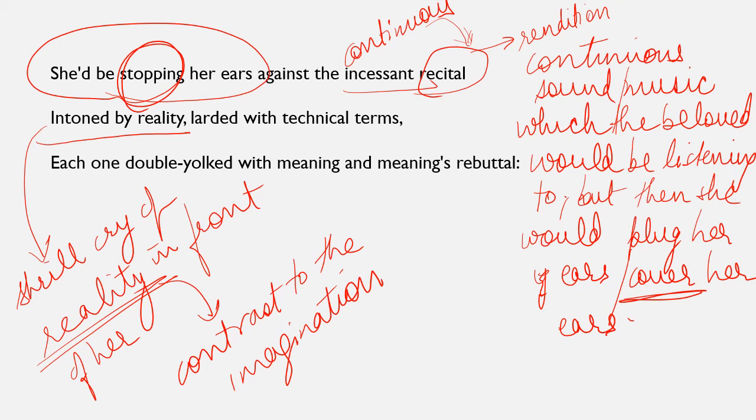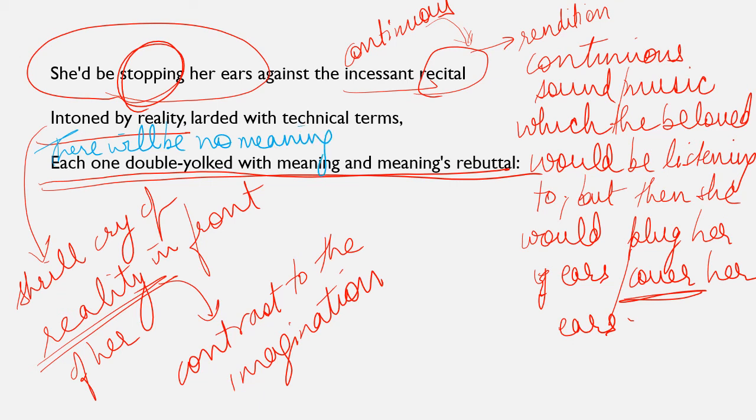And see how he explains it. He says she'd be stopping her ears against the incessant recital intoned by reality, larded with technical terms, each one double yoked with meaning and meaning's rebuttal. And in this line, he basically means to say that there will be no meaning. Rebuttal का मतलब होता है cancellation. So even meaning is cancelled. So the cancelling of meaning.